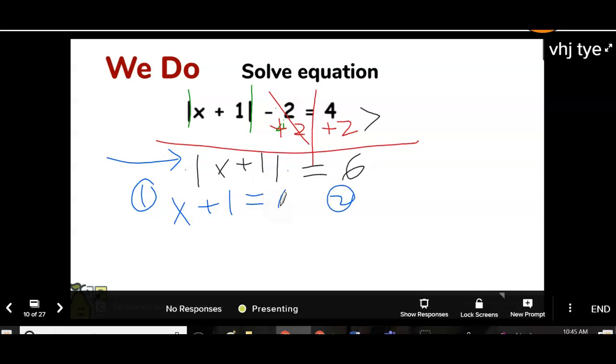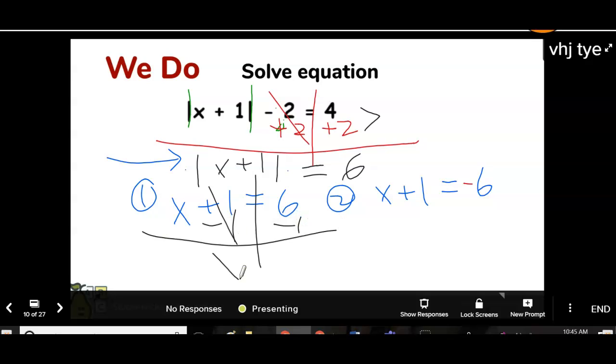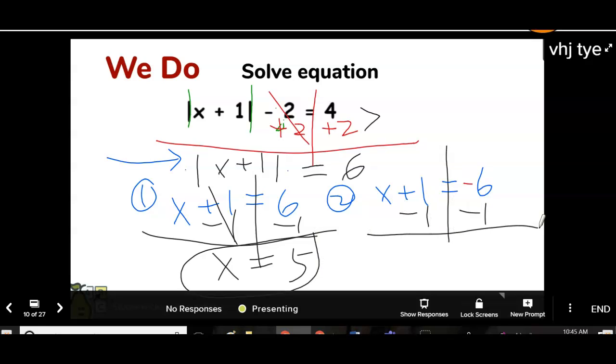So from here, turn it into two equations. First is the inside equals 6. Second is the inside equals -6. And solve these two equations. We have x equals 5 and x equals -7. And that's it.